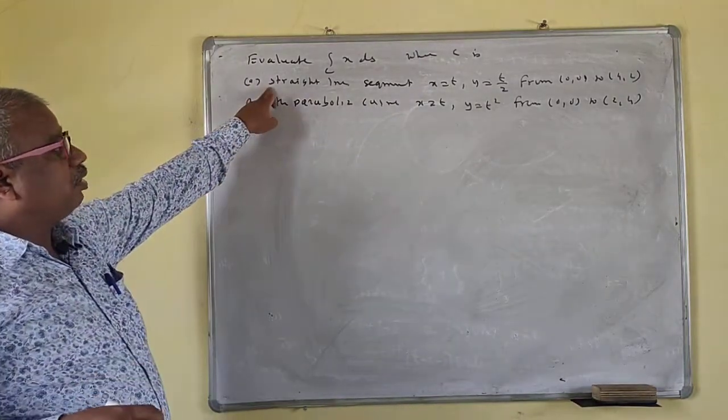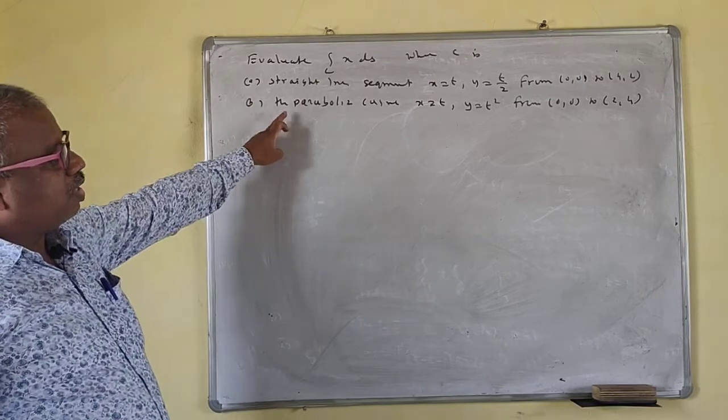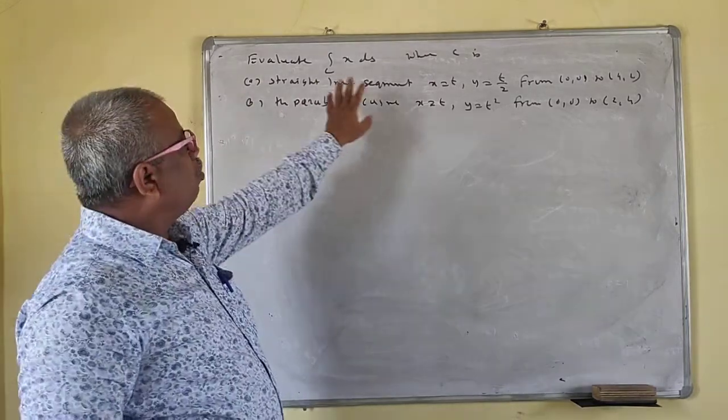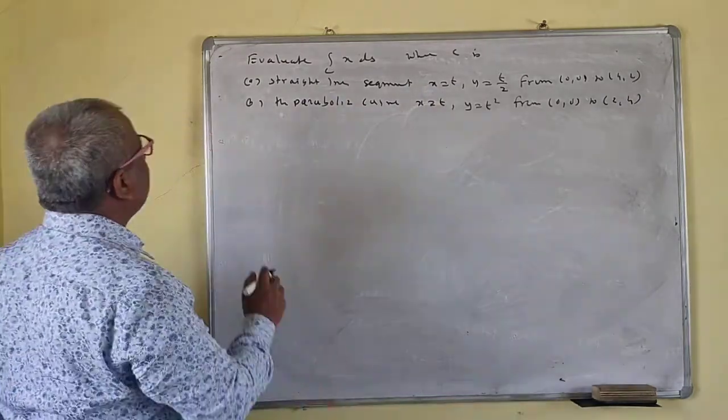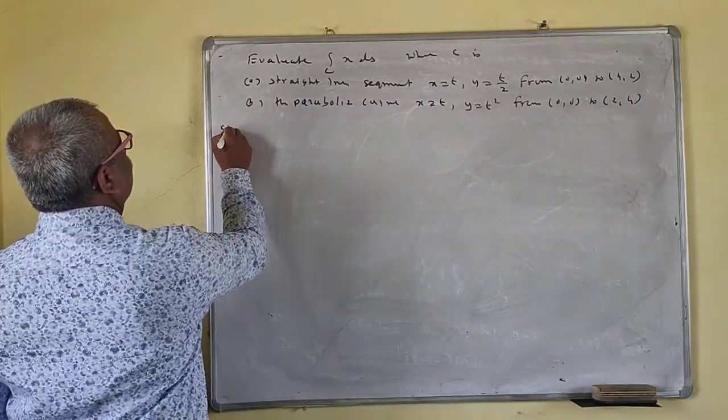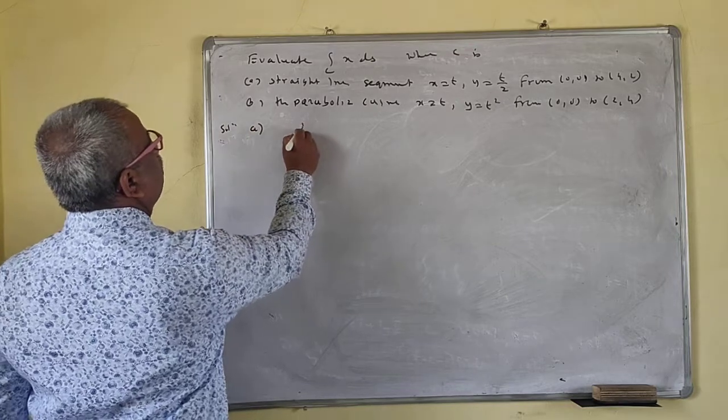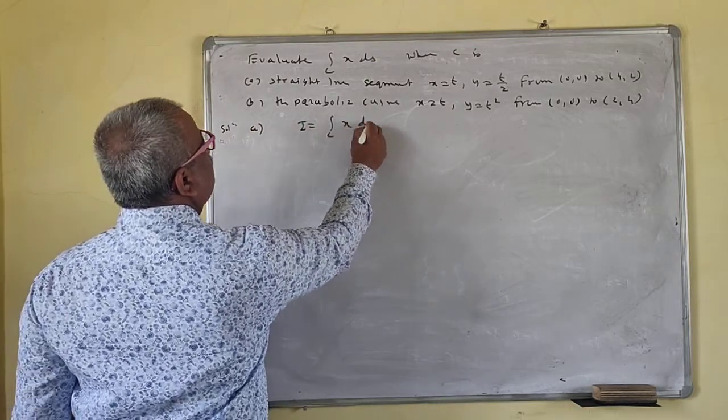Now this is a straight line and this is a parabola. So this is (0,0) to (4,2). We have to integrate over C, and this is your C. So these are two separate problems. We'll solve them separately. Solution A. Let I is equal to the integral over C of x ds.